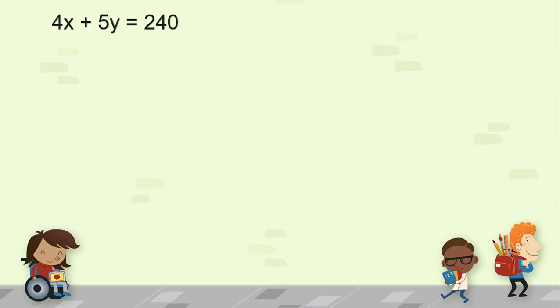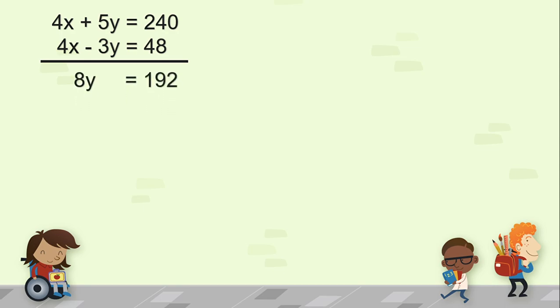Now, let's subtract our fourth equation from our third equation. So 4x plus 5y is equal to 240, then minus 4x minus 3y is equal to 48. So now let's subtract. 4x minus 4x, we will have 0. And 5y minus negative 3y, we will have 8y. And then 240 minus 48, we will get the difference of 192.